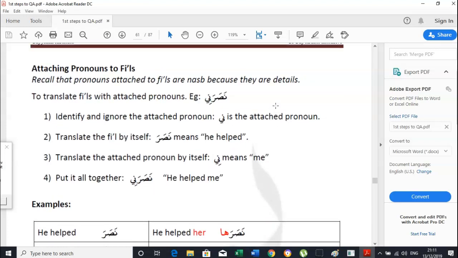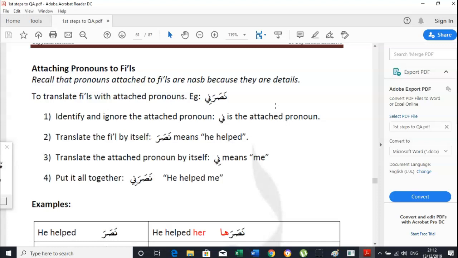Okay, this page we sort of touched upon already. Recall that pronouns attached to fi'als are nasb because they are details. Remember, we went through that. When it comes to attached pronouns, in 2 instances they are nasb, in 2 instances they are jar. Yeah, what page was that? If you go back to that, we made a note on it. When an attached pronoun is attached to an ism, what status is it? Jar. Why? Mudaf, mudaf ilayh. When else is it jar?